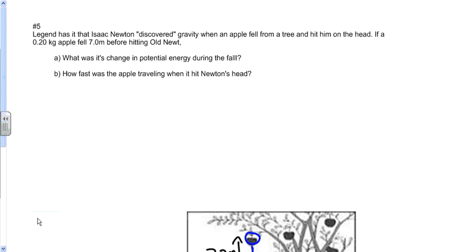I'm going to do a little energy conservation problem with you guys to help you out with your horsepower lab. This is number 5 from the back page of the horsepower lab. The question reads: legend has it that Isaac Newton discovered gravity when an apple fell from a tree and hit him on the head. If a 2 kilogram apple fell 7 meters before hitting him, we want to know two things. A, what was the change in potential energy during the fall? And B, how fast was the apple traveling when it hit Newton's head?